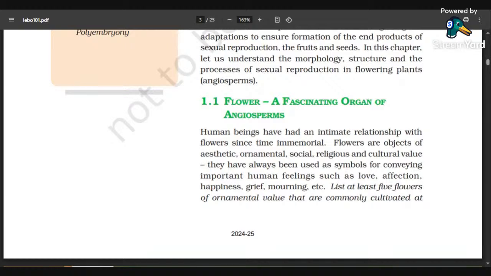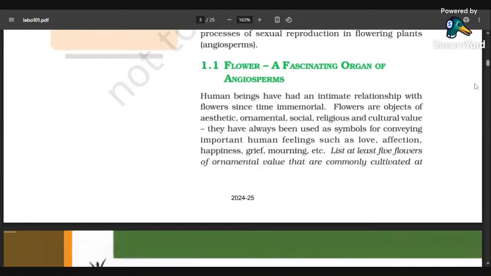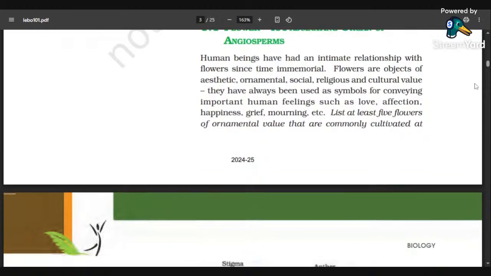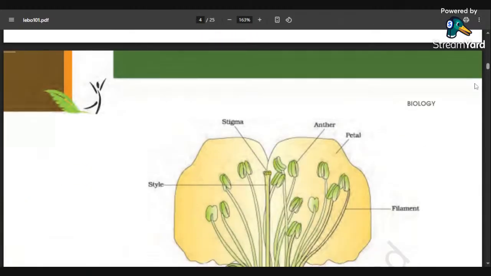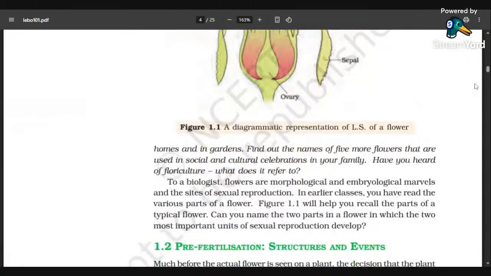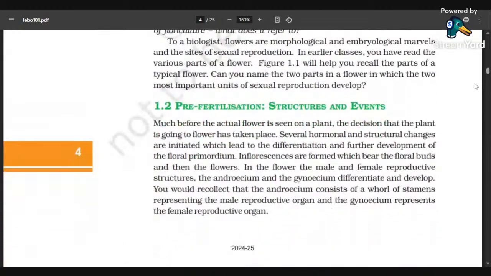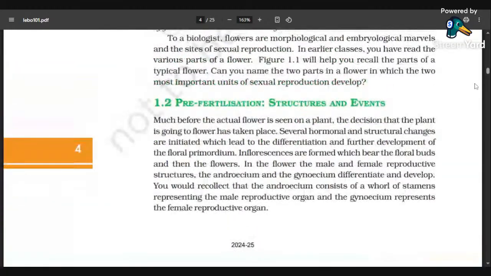List at least five flowers of ornamental value that are commonly cultivated at homes and in gardens. Find out the names of five more flowers that are used in social and cultural celebrations. Have you heard of floriculture? What does it refer to?